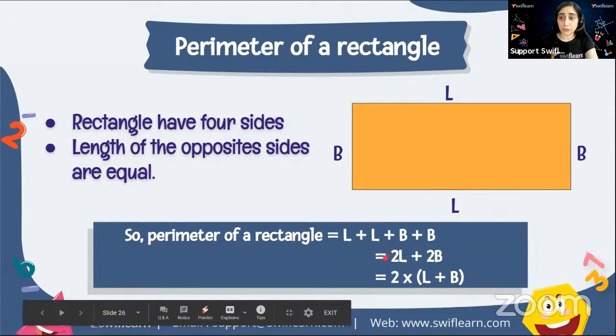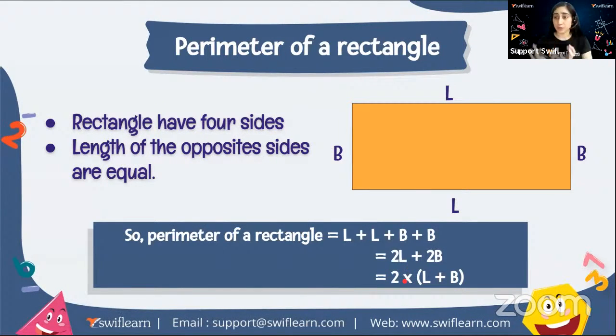So that comes out to be two lengths plus two breadths. Now I'll take two as a common number and put in the bracket length plus breadth. So whenever I need to calculate the perimeter of a rectangle, I'll just add the length of one side and the breadth, and whatever I get, I'll multiply it by 2.